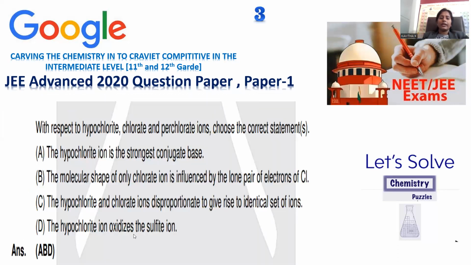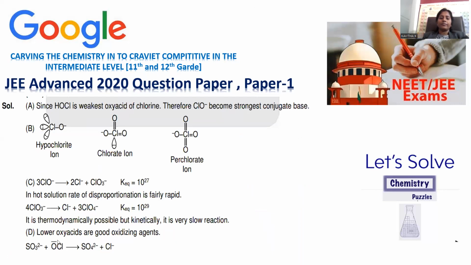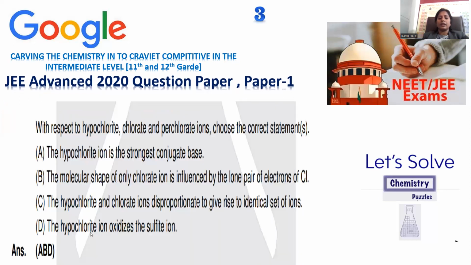The hypochlorite ion oxidizes sulfite ion. Okay, hypochlorite stands for ClO minus. This ClO minus has a natural tendency to convert sulfite ion into sulfate ion. What did it do? SO3 2 minus is converted into SO4 2 minus. That means one oxygen is added, no? So we can say it is the oxidizing agent. It is facilitating the oxidation process, so oxidation of sulfite to sulfate is possible. So option D is correct only.